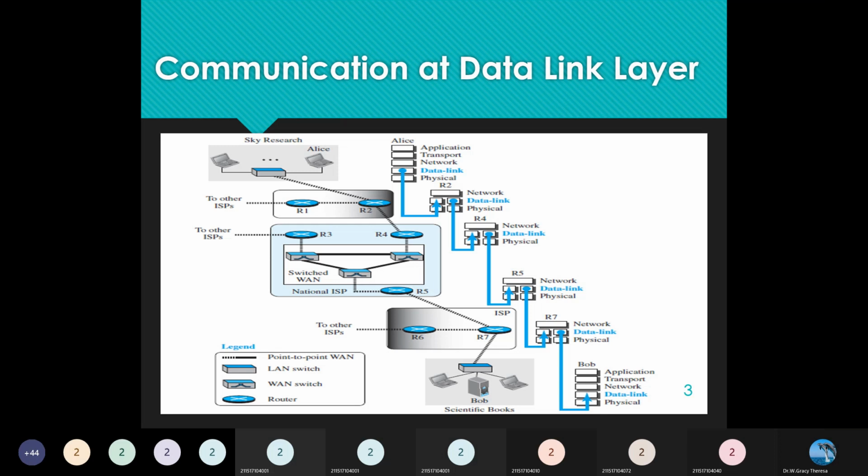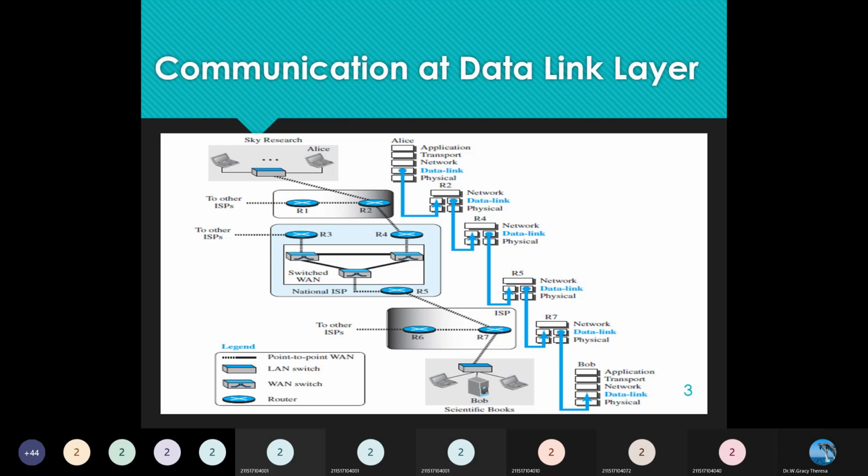The different routers are R2, R4, R3, R5 and R7. These are the routers in between, which take responsibility for taking the data link component and the data, and transmitting it through the different routers until it finally reaches the data link layer of Bob. Each of the routers is connected either through a switched WAN or LAN, through internet service providers, and so on.